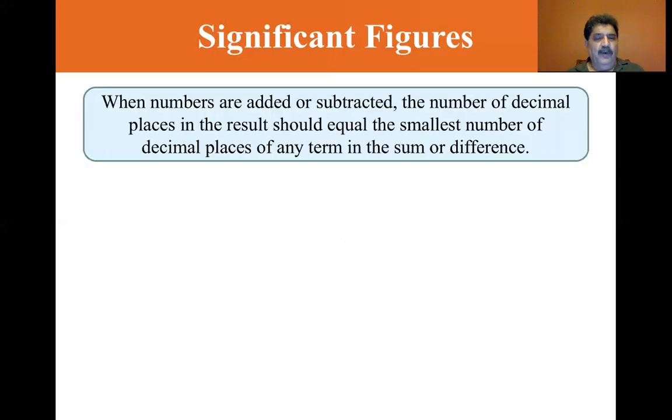Okay. When numbers are added or subtracted, the number of decimal places in the result should equal the smallest number of decimal places in any term in the sum or difference. The smallest number of decimal places. So if we have 23.2 and 5.174, you put that into a calculator, you'll get 28.374. However, there's only 3 significant figures in the 23.2.